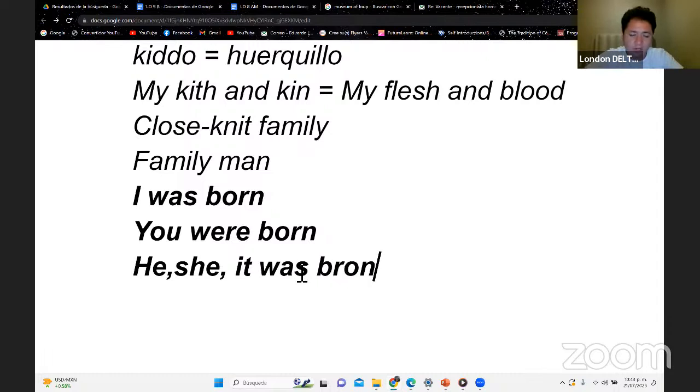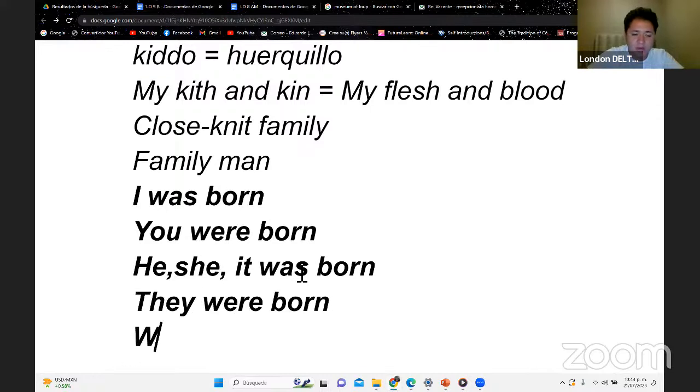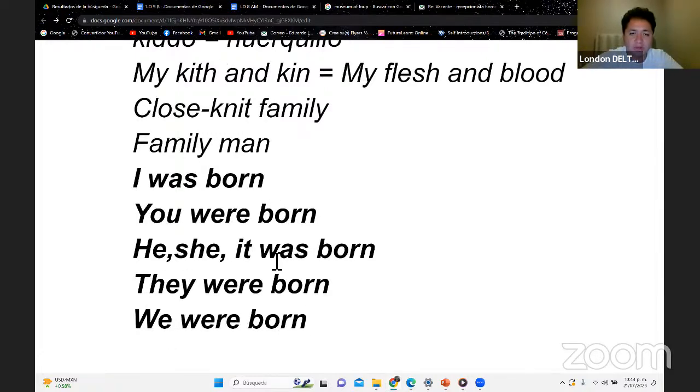She was born, he was born, etc. You can also use they. They were born. We were born. Ellos nacieron, nosotros nacimos. Entonces, el único que utilizaría was serían estos de aquí. He, she, it, and I was born. Entonces, para decir yo nací, tú naciste, etc.